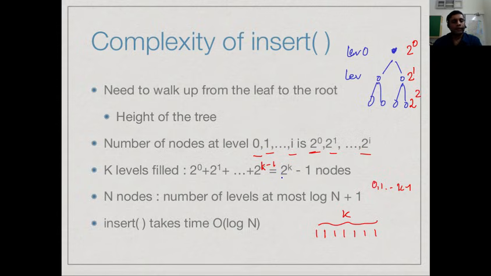In other words, if I fill up a binary tree for k levels, I will have at most 2 to the k minus 1 nodes. Right? So the number of nodes is exponential in the number of levels. Therefore, given the number of nodes, the number of levels must be logarithmic in that. Okay? And the number of levels is what determines the length of the longest path. And therefore insert in any heap will take time log of n, because every path is guaranteed to be of height log n.